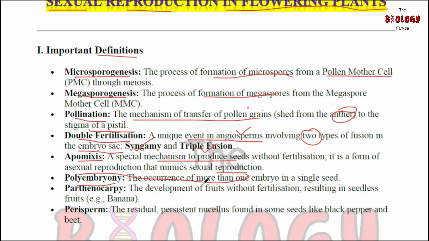Then we have polyembryony. It's the occurrence of more than one embryo in a single seed. Then we have parthenocarpy. This is the development of fruits without fertilization. When I say without fertilization, that means seeds won't be produced in the fruit. They are seedless. An example is banana. Then we have perisperm. It's the residual portion of nucellus found in some seeds like black pepper and beet.